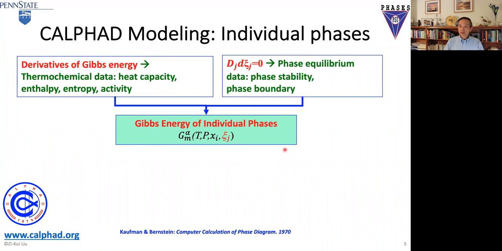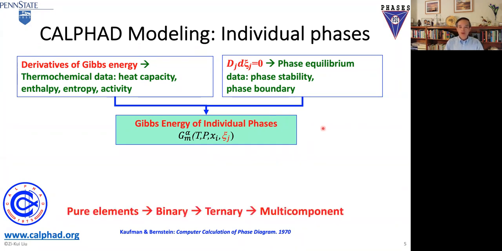To improve those functions, we need to use another set of data we call phase equilibrium data, with phase stability, phase boundaries, or tie lines, as Greg also mentioned in his talk, and also J.C. Zhao, basically at the equilibrium state. So there's no driving force for this process. Then we start with pure elements. We make it to the binary, to ternary, to multi-component systems.